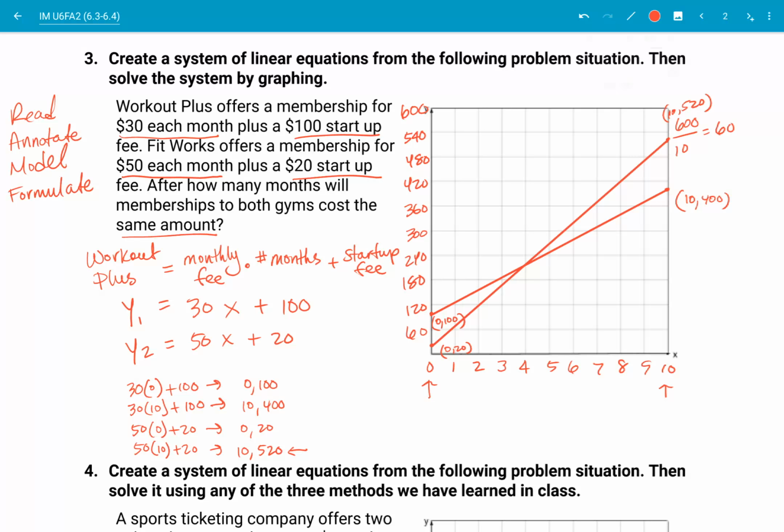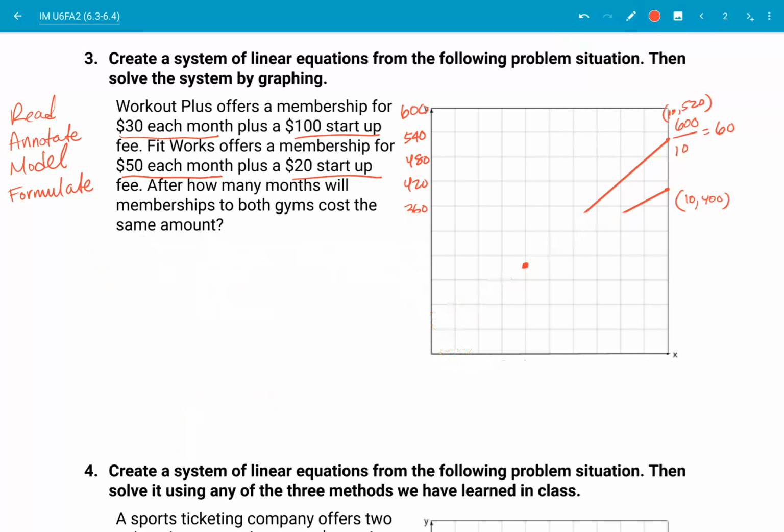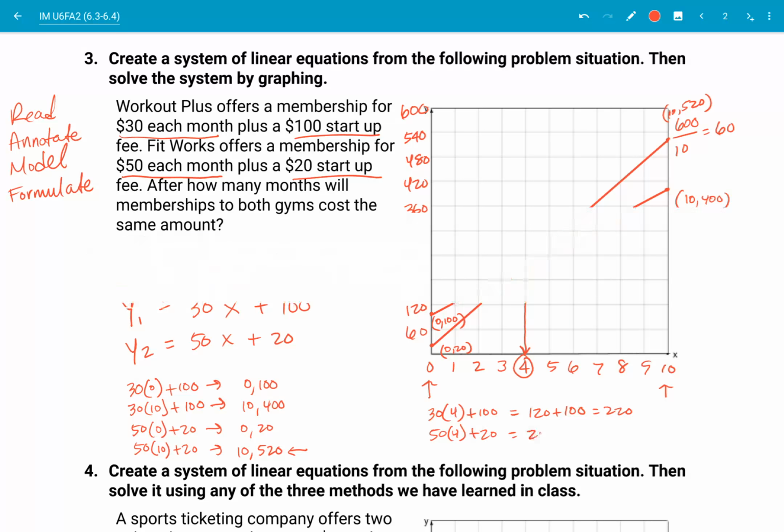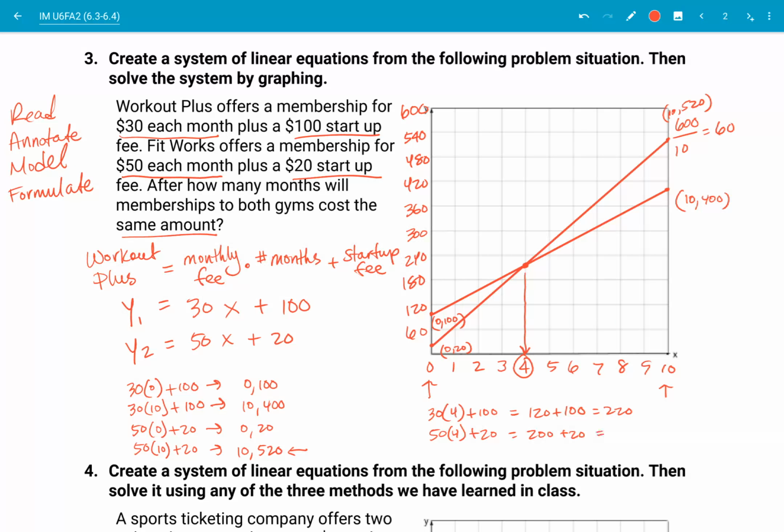Okay, so now I'm looking for where these two lines intersect. And it looks like they intersect right here, which means that this is the number I'm looking for. So this 4, we can check by plugging it into the equation. 30 times 4 plus 100 equals 120 plus 100, which is 220. And 50 times 4 plus 20 equals 200 plus 20, which also equals 220.